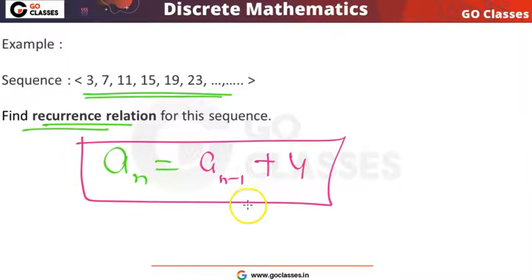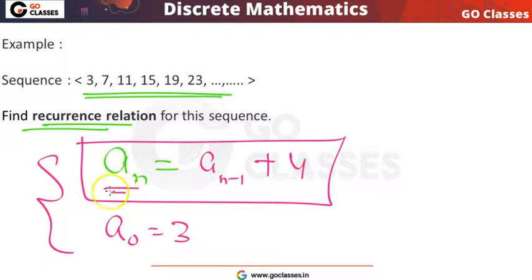I also need the starting point, meaning the initial condition. So what is the initial condition? The initial condition is a0 equal to 3. Now you can notice that every term I am representing in terms of the previous term. So an is basically an minus 1 plus 4. Every term is dependent on the previous term.